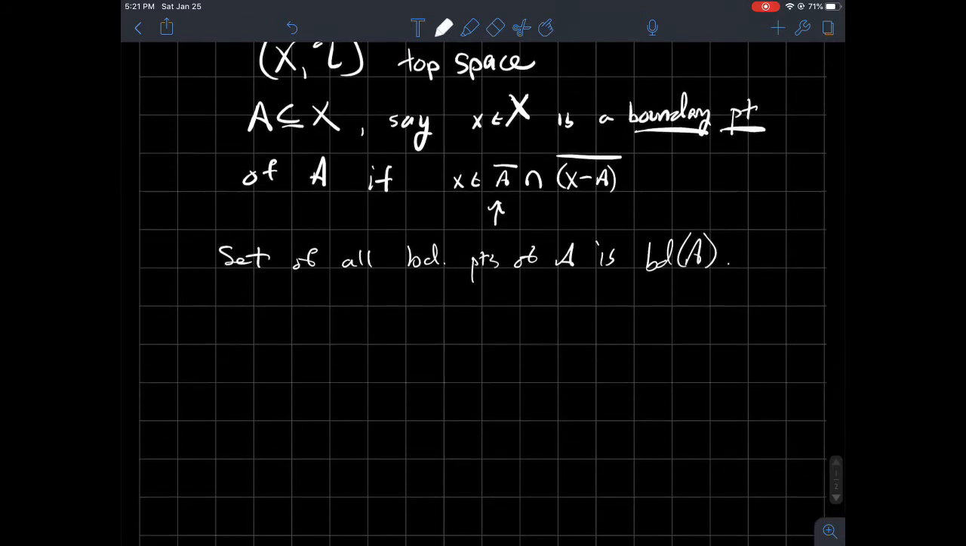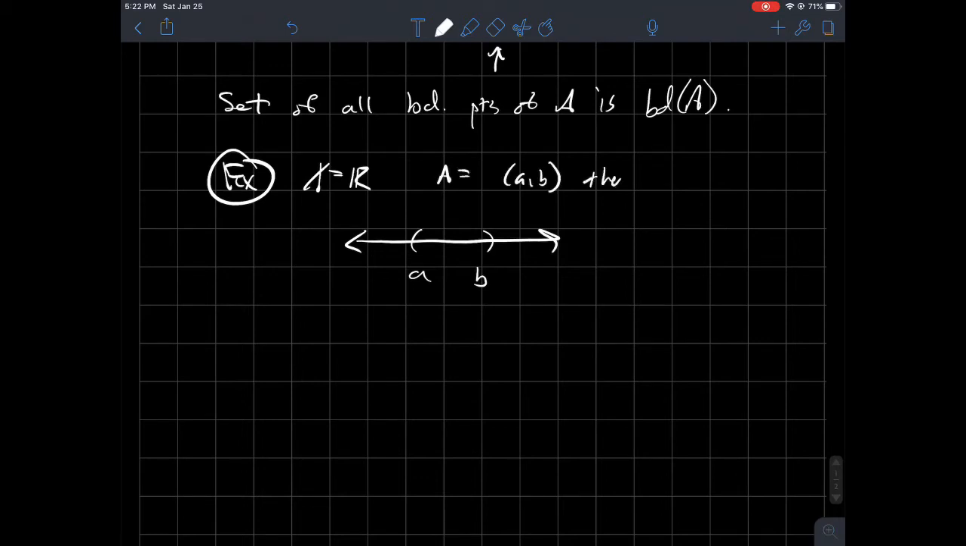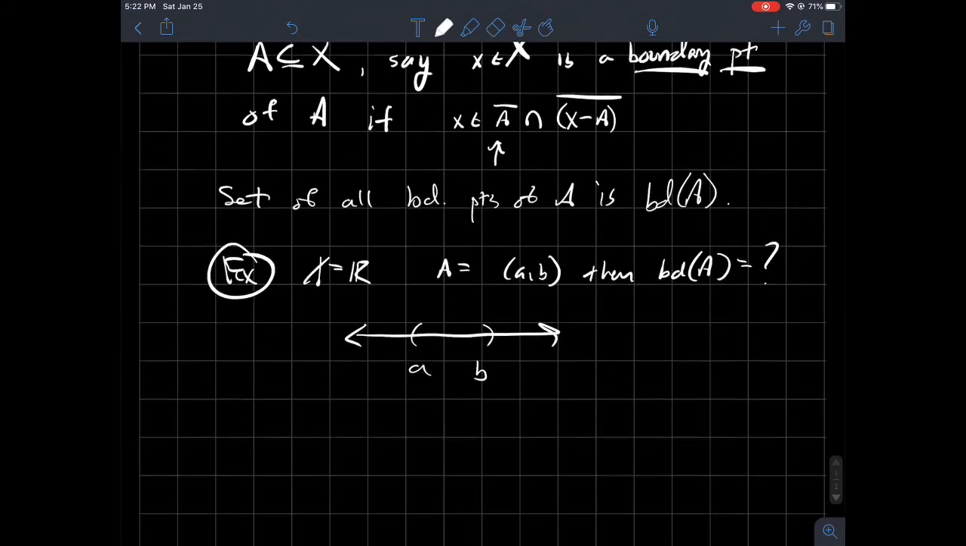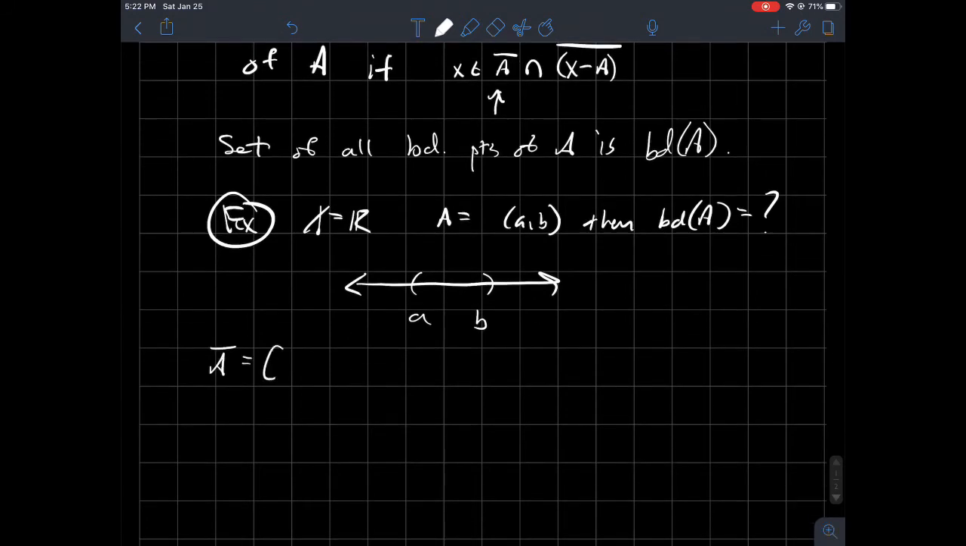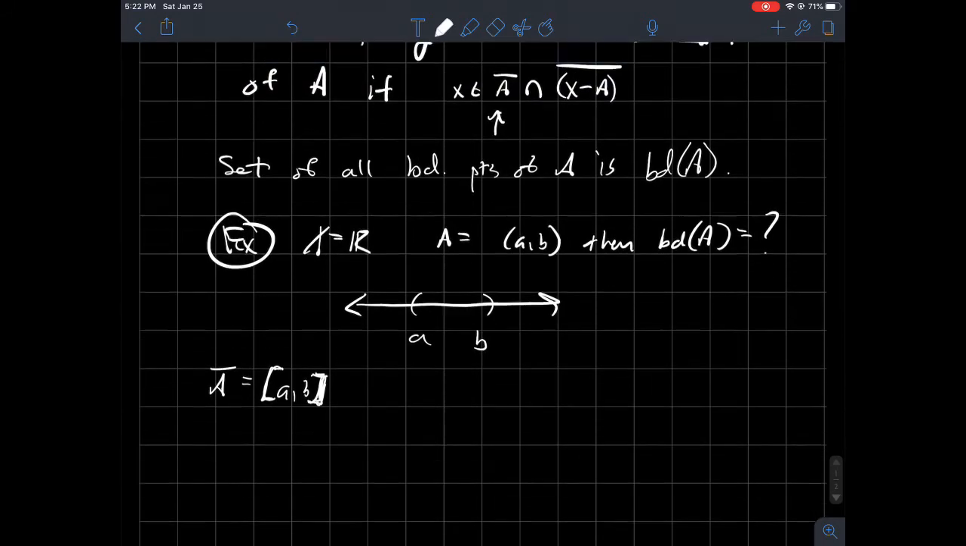So let me give you an example. In that example I just did, let's say X is equal to R with the usual topology. I'm going to draw this interval from a to b, and I want to know, if A is this interval from, say, a to b, then what is BD A? It should be all the points that are in the closure of A. And so what we just said is, well, the closure of A is [a, b], just with brackets on the ends instead of parentheses, meaning we include these endpoints now. The closure of that, and then what is the complement of A?